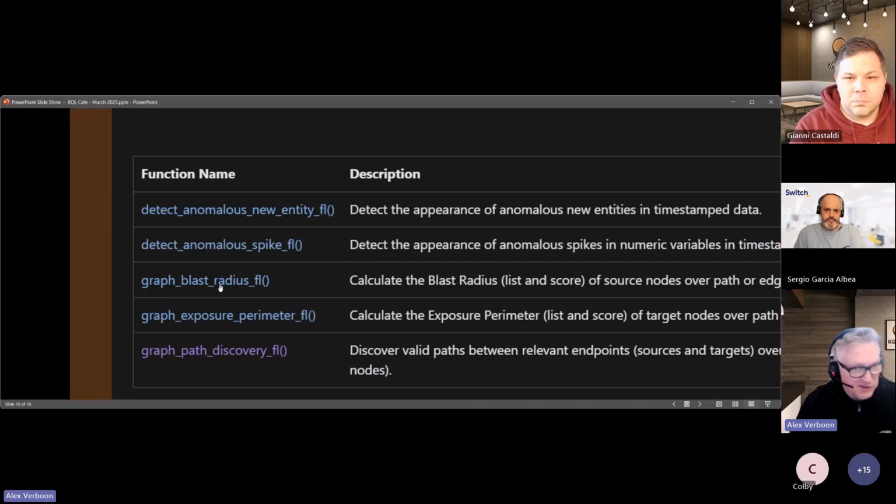Definitely the blast radius can help, or also the exposure. Anyone who's been dealing with exposure management recently might be interested to look into those operators.